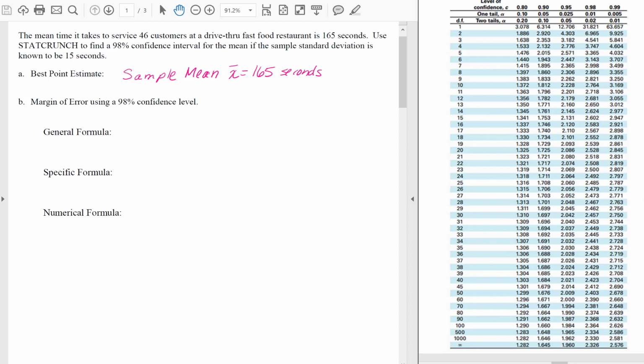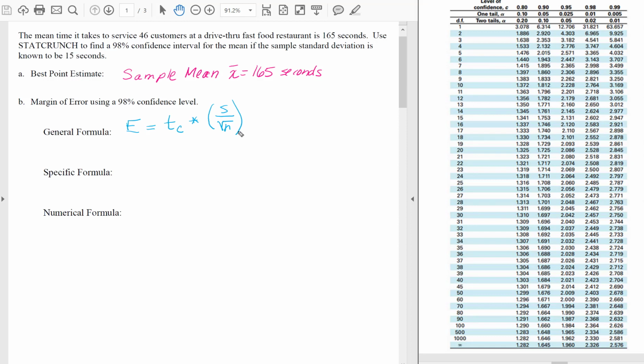So in order to find that, we're going to need our formula. Our formula from our formula sheet is going to be E equals our T critical value times S divided by square root of N.